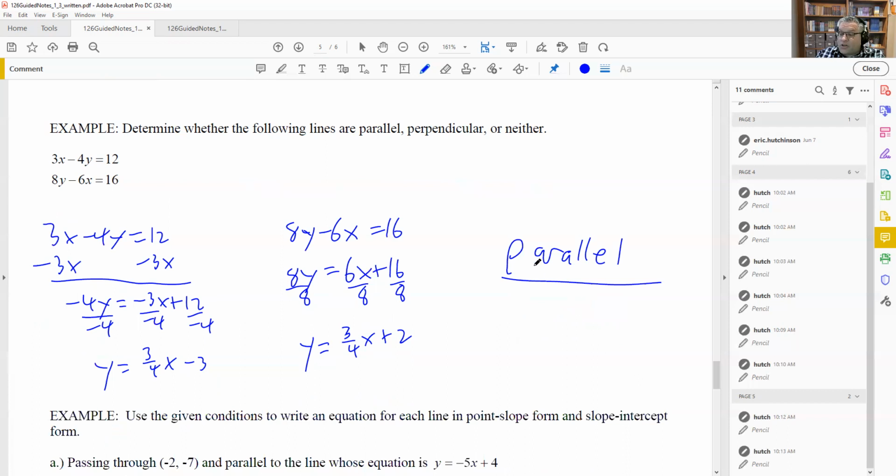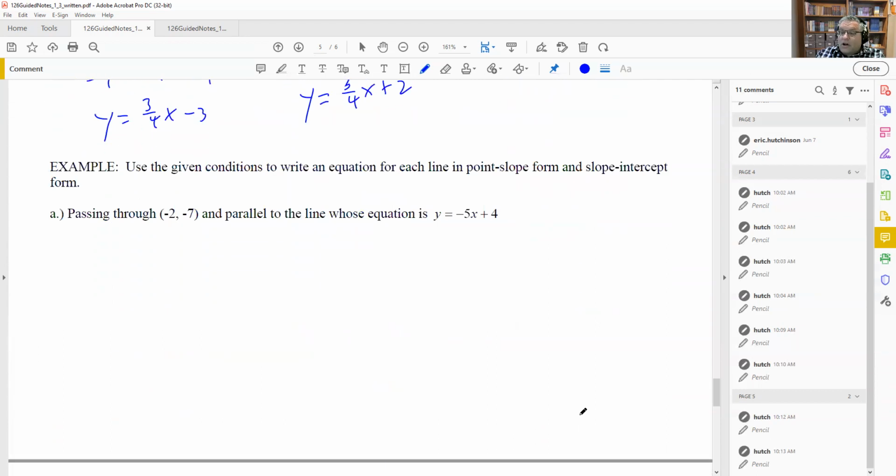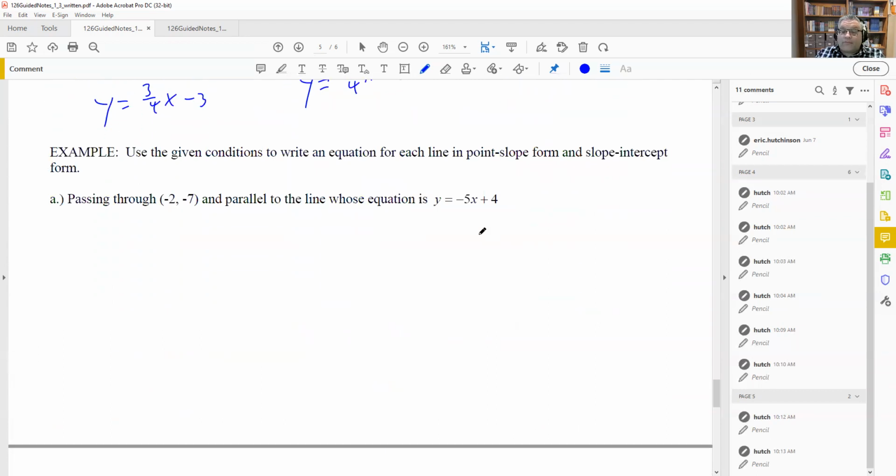Okay, so it's parallel on that one. All right, so these other ones now, we'll be combining some things that we talked about yesterday as far as the different formulas for the lines. That was actually in 1.2, we talked about some of those.